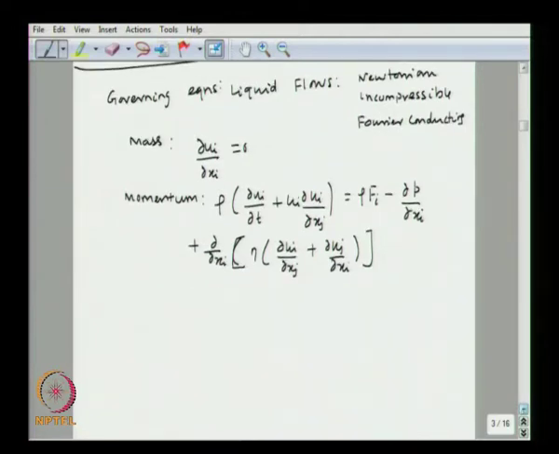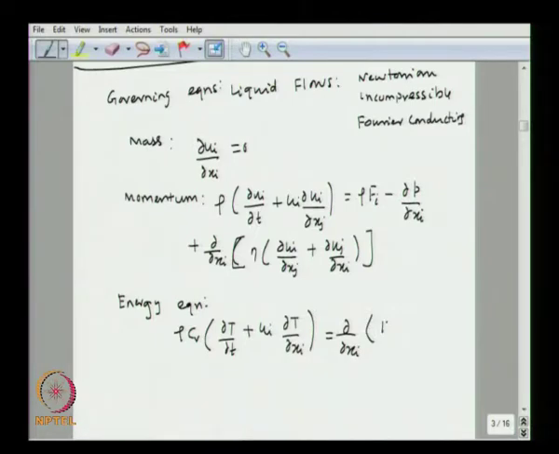Similarly, we can write the energy equation, which is rho Cv into del T over del t plus ui into del T over del xi, equal to del over del xi into k del T over del xi. Okay. So, this is the energy equation.